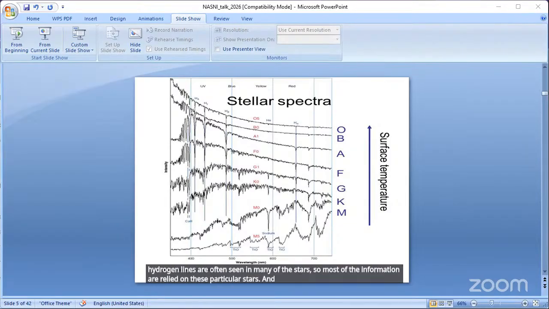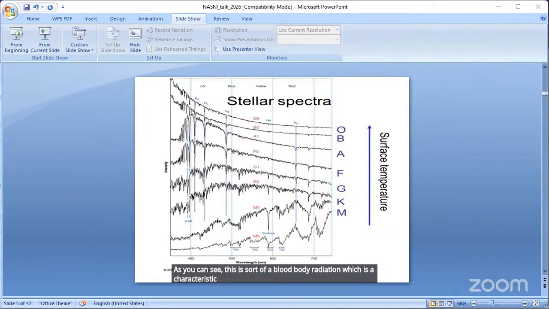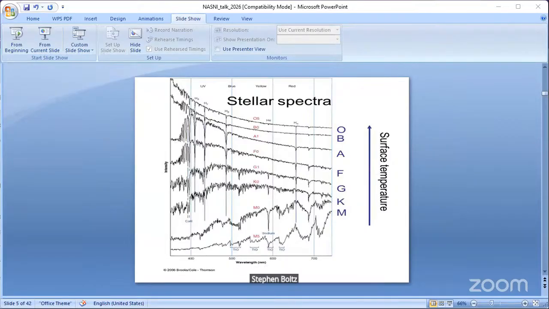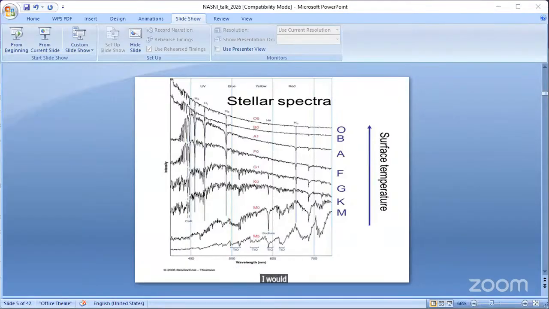And as you can see, this is sort of a black body radiation, which is a characteristic. That's why we apply the Stefan-Boltzmann law and all those laws, the Planckian function, etc., because they are like quasi black body or black body sources. These are the characteristic properties of all these things.